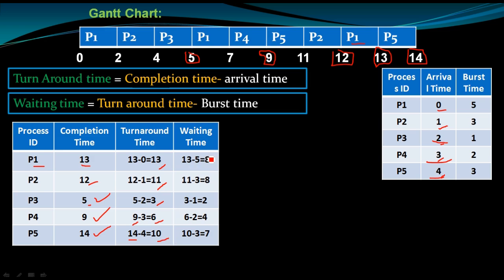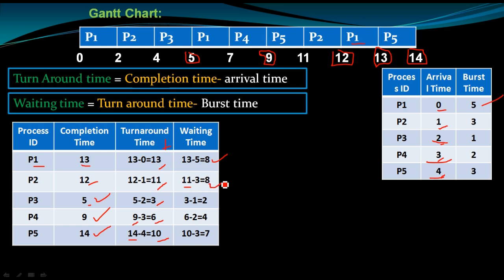Similarly, we have the formula for waiting time, which equals turnaround time minus burst time. We have got the turnaround time values for all 5 processes in this column. So turnaround time minus burst time, and we have the burst times mentioned in the table. 13 is the turnaround time for P1. 13 minus 5, where 5 is the burst time, equals 8. 8 is the waiting time. Similarly, the turnaround time is 11 for P2. 11 minus 3, where 3 is the burst time, is 8. 8 is the waiting time.